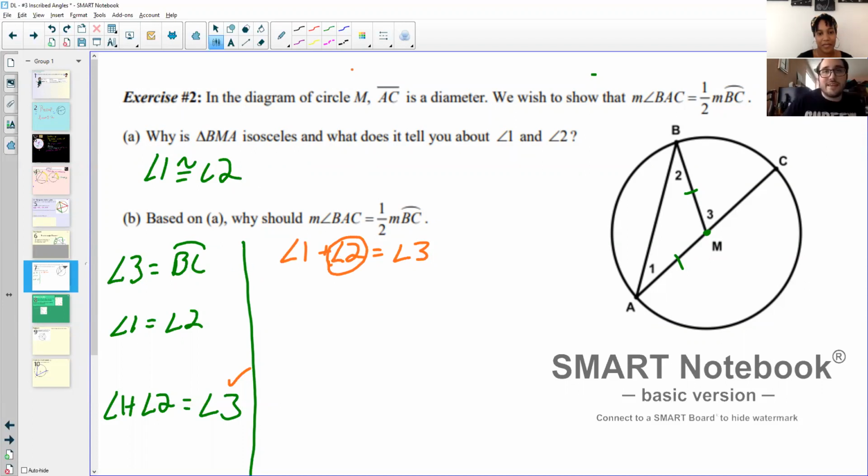That means I could rewrite it like this. Angle 1 plus, well, I know angle 2 is the same value as angle 1. So I'm going to replace angle 2 with angle 1. And that still equals angle 3. Can I just see a thumbs up or a smiley face if you're following so far? Or if you have a question, can you ask a question? Okay, I see a smiley face. Cool. I need to see, yes. Okay, cool.